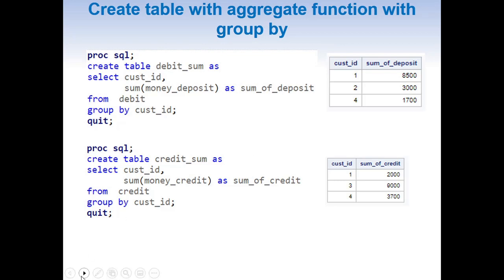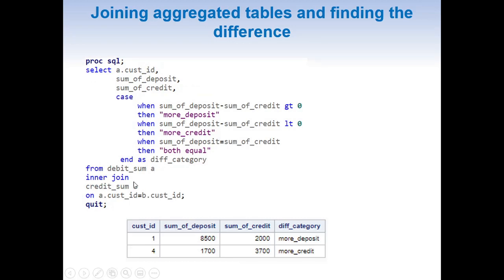Now let us see how we can do this. Here I am inner joining the debit_sum table with the credit_sum table. Then I am using A as the alias for debit_sum and B as the alias for credit_sum. And then I am doing an ON condition wherein I am joining on A.custid equal to B.custid. Here we are bringing sum_of_deposit and sum_of_credit, both the variables, into our query. And I'm also bringing the cust ID. It does not matter whether I bring cust ID from the debit_sum table or the credit_sum table. But the important point here is I need to mention from which table it is coming.